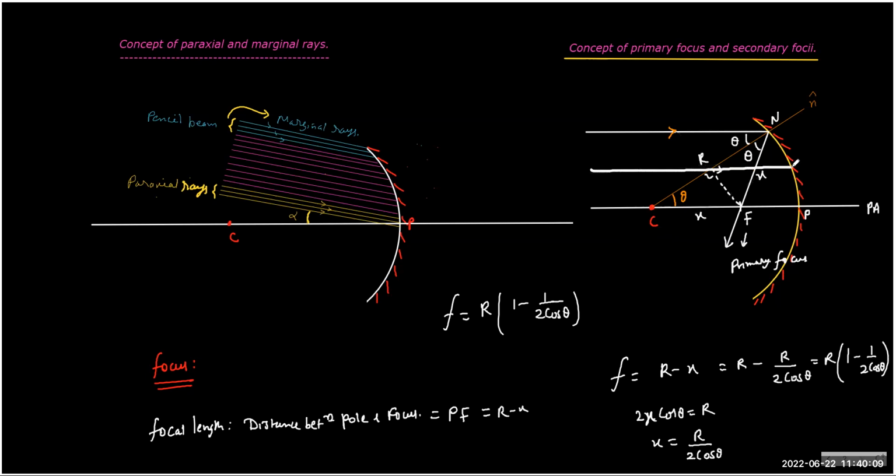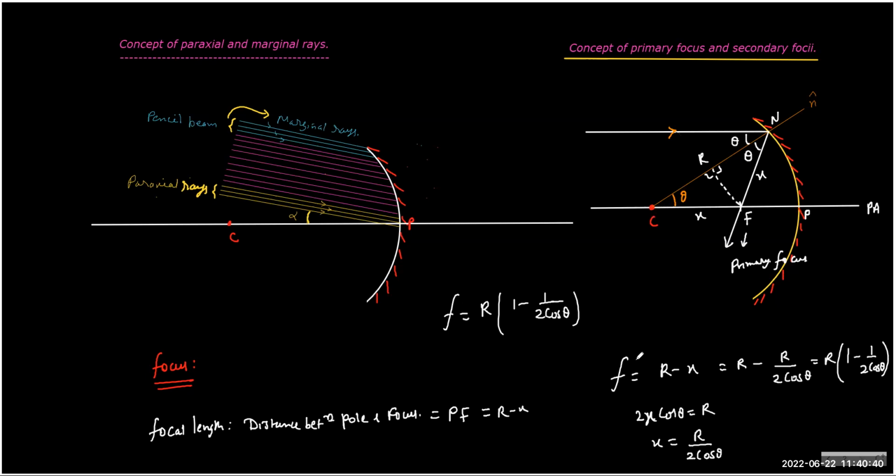The closer you go to the principal axis, the focus will shift from somewhere here. And then if you draw even closer, the focal length will go even farther away.